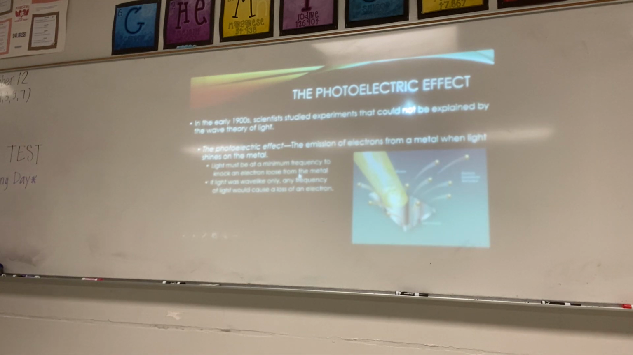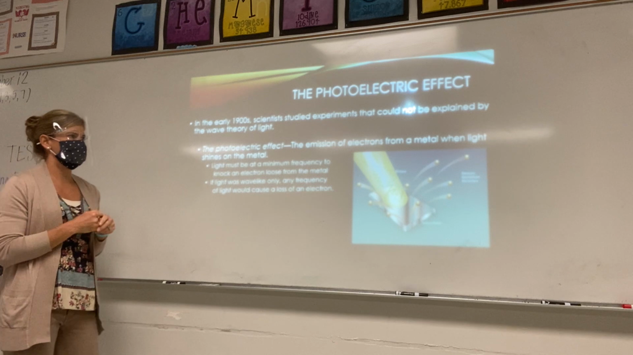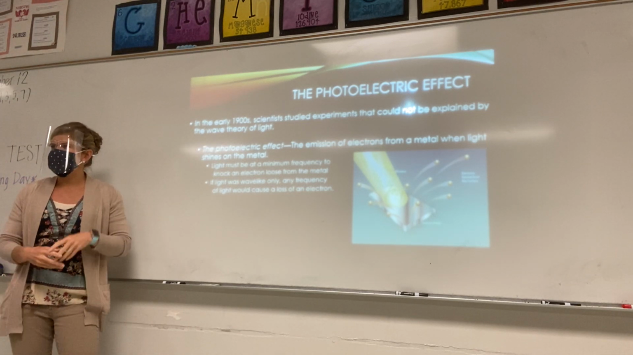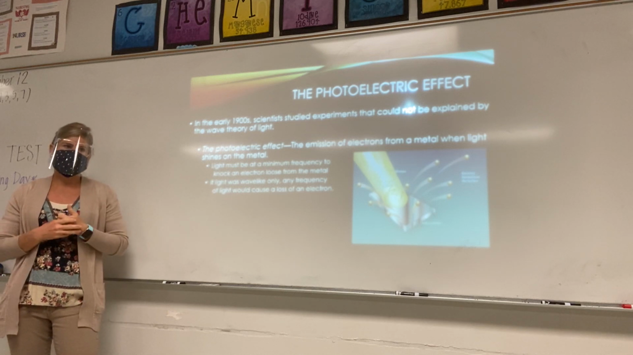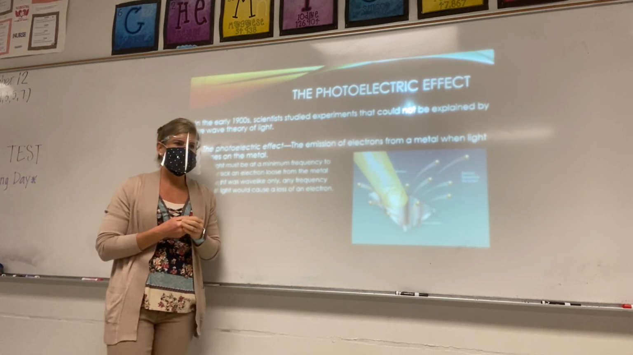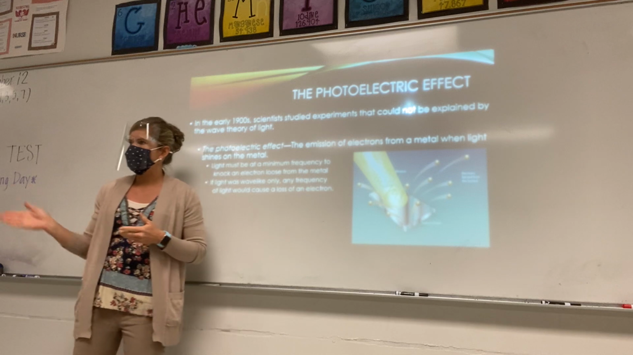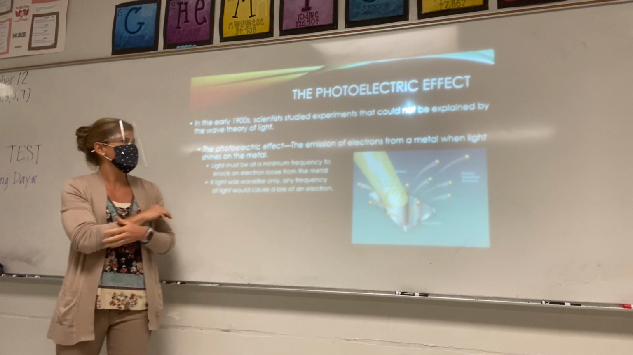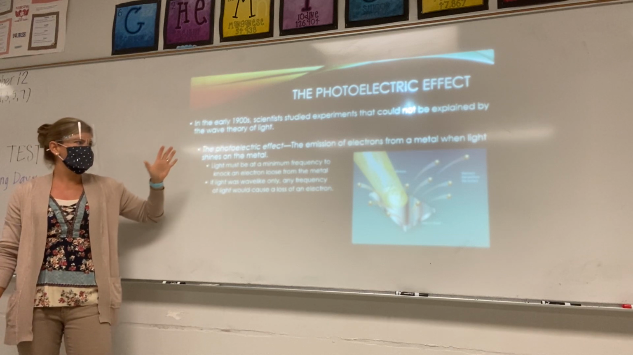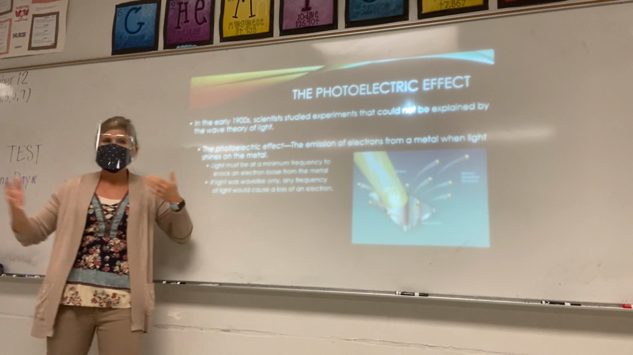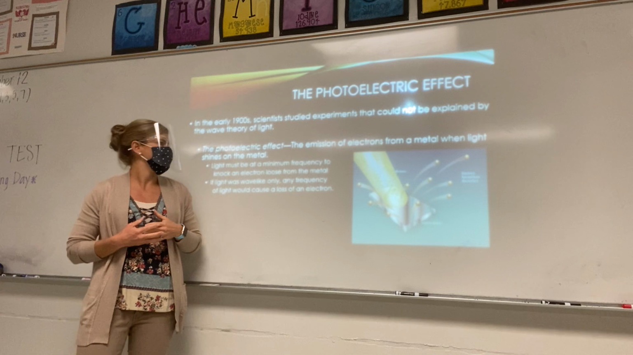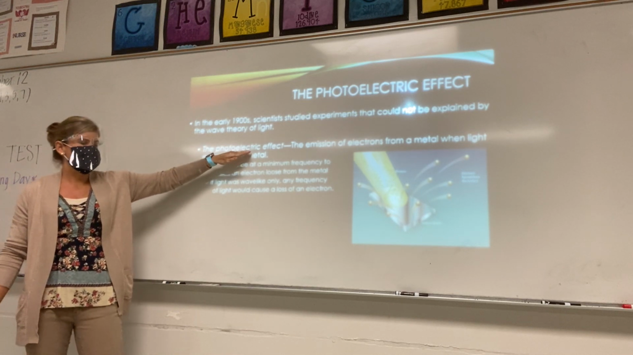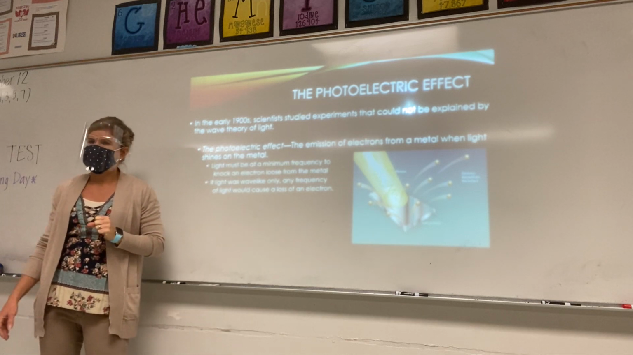So in the early 1900s, scientists started studying experiments that they could not understand using the wave theory of light that we talked about on Monday. Remember we talked about waves. We said waves were continuous, right? Waves had a repetitive nature. But then they started seeing different experiments that couldn't really be explained by a wave. Some scientists in the 1900s started looking into what they called the photoelectric effect.